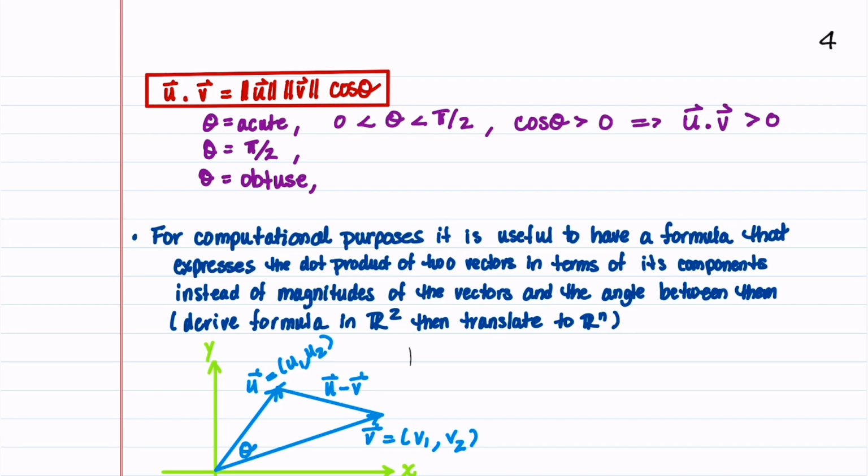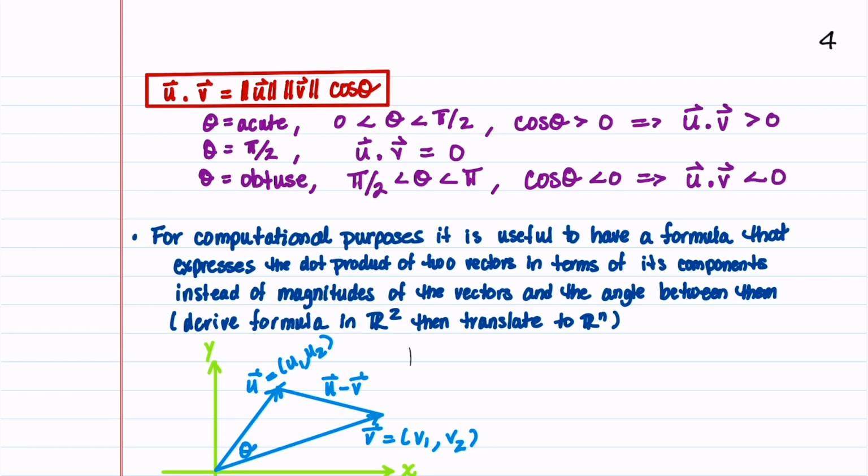If our angle between the two vectors is equal to pi over 2, then our dot product is going to be equal to 0 because the cosine of pi over 2, or 90 degrees, is equal to 0. If our angle between the two vectors is obtuse, ranging from pi over 2 to pi, then our cosine is going to be negative, and our dot product is also then going to be negative.